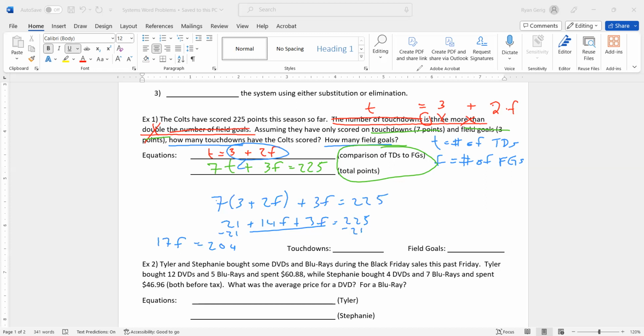So F equals whatever 204 divided by 17 is. Grabbing a calculator right now. It is 12. So 12 field goals so far this season. Well, how many touchdowns then? Let's go ahead and plug that back in. T equals 3 plus 2 times the number of field goals, which we know is 12. 2 times 12 is 24, plus 3. Okay. Oops, I did 2 pluses there. And 3 plus 24, you get it. It's 27 touchdowns. All right. There's your first example.